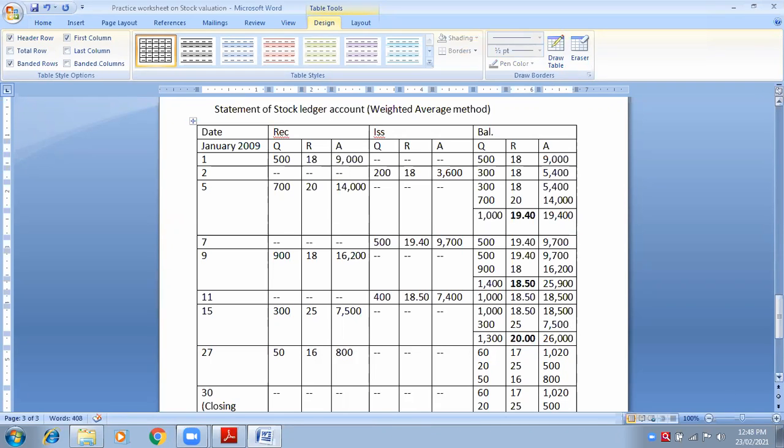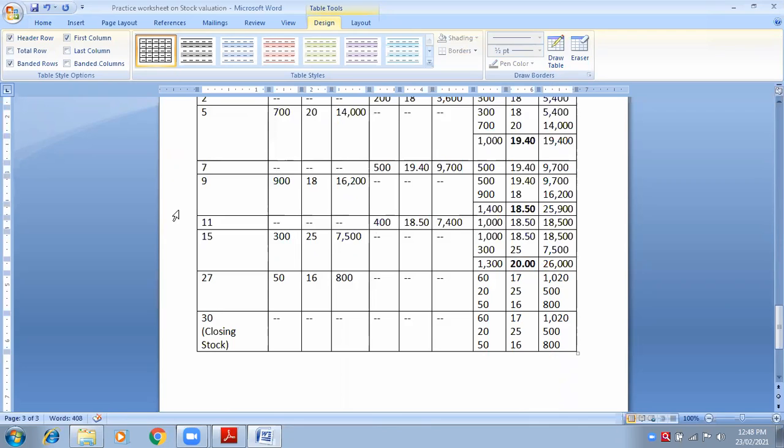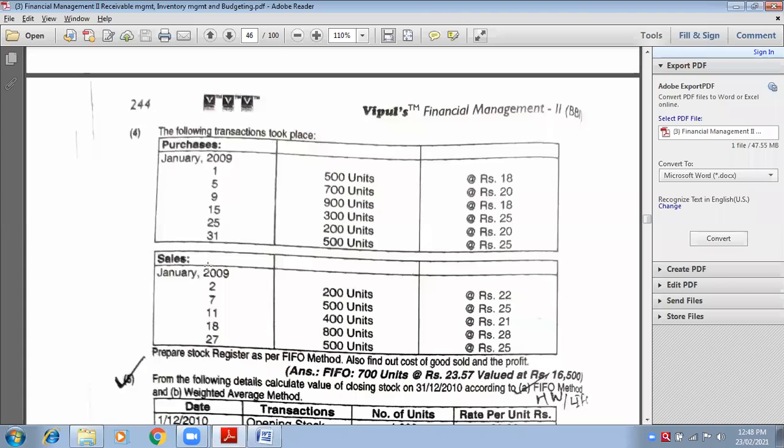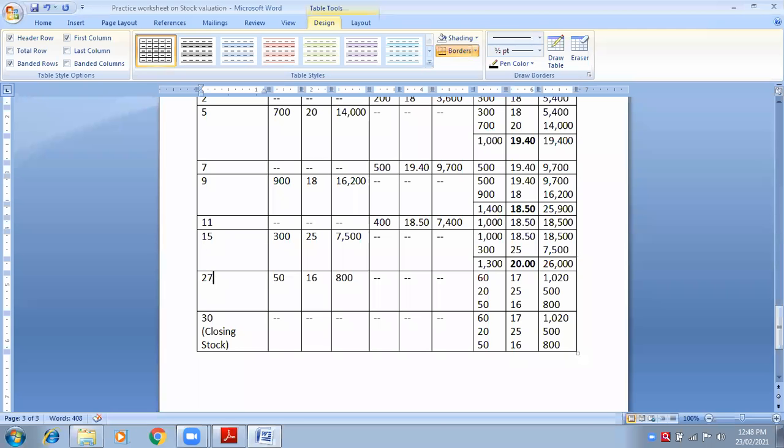Now draw the line because the 15th date transaction is over. After 15th, which date do we have? 18th. So what happens on 18th? 800 units are issued. So here I will write 18th date and it is issued. So receipt column will be nil. Go on doing nil in all the sub columns of receipt column.